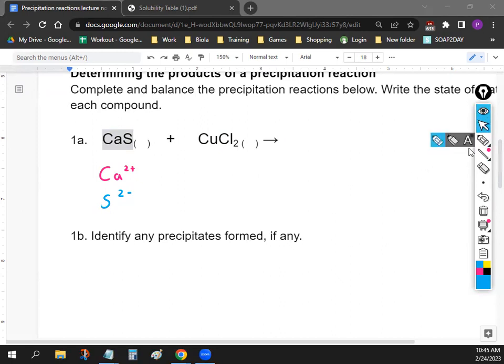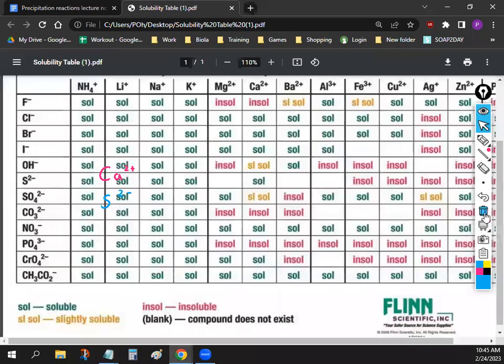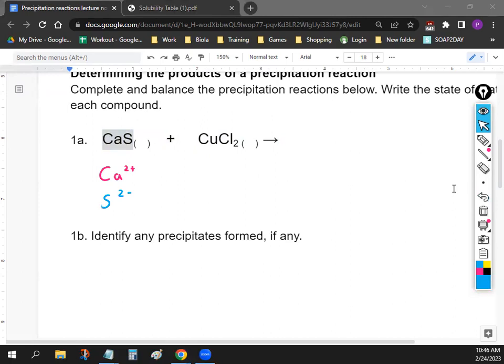Let's go to the next one now. We got CuCl2, so we're going to take a look at CuCl2 on the chart. I'll do this one for you. You got Cu 2+ and you got Cl minus. We're going to jot that down underneath as well. So Cu is 2+ and Cl is minus. Just to make life easier, I'll tell you they're both aqueous. They both dissolve in water.